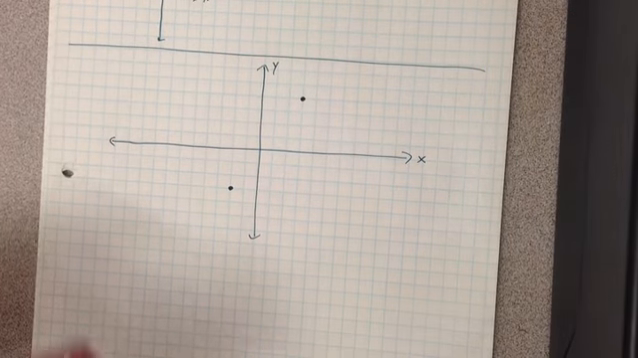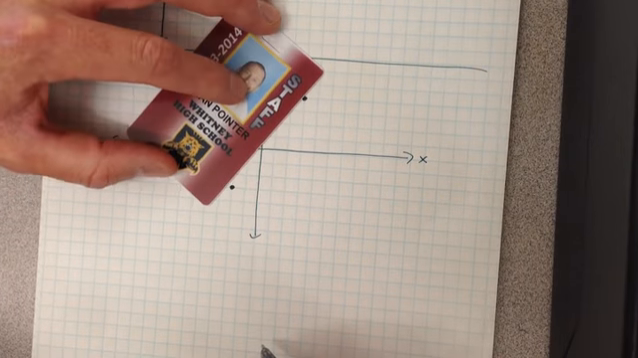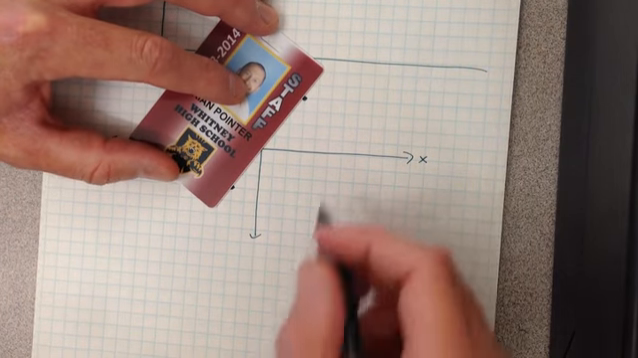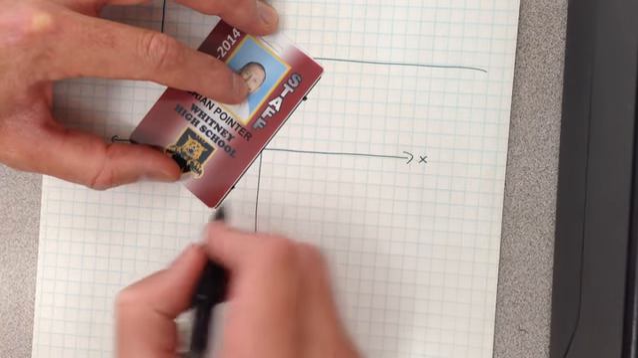Sorry about that, knocked it. So here we go. There I am. You can see me. That is a funny picture, but there we go.